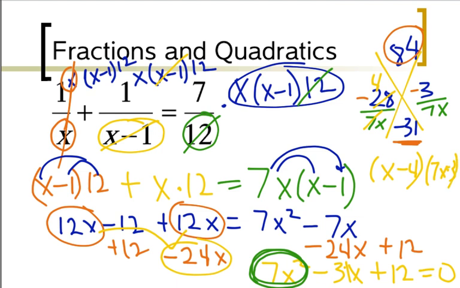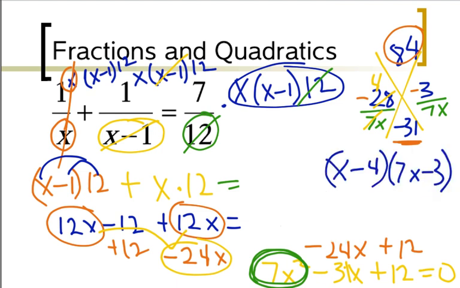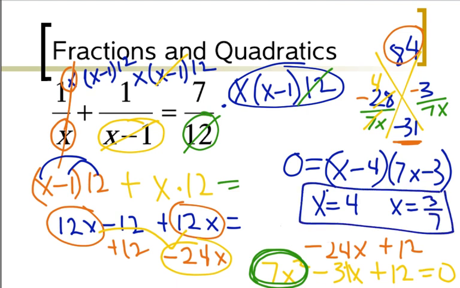Okay, so now let's actually rewrite that with some more room. And at this step we should be equal to 0. So all we have to do now is set each one of these equal to 0, and that means that x minus 4 equals 0. So x is going to equal positive 4. And then 7x minus 3 is going to equal 0, so we're going to get x equals 3 over 7. Okay? So these will be your final two answers that you get.